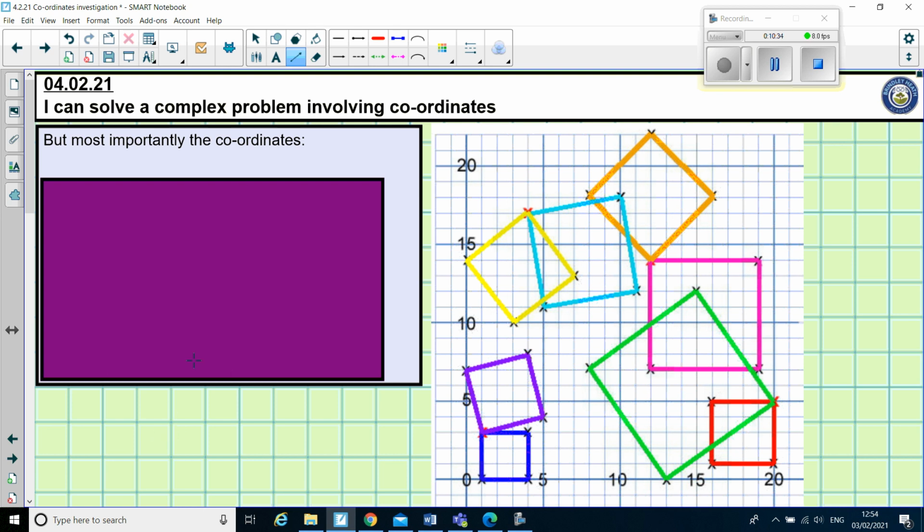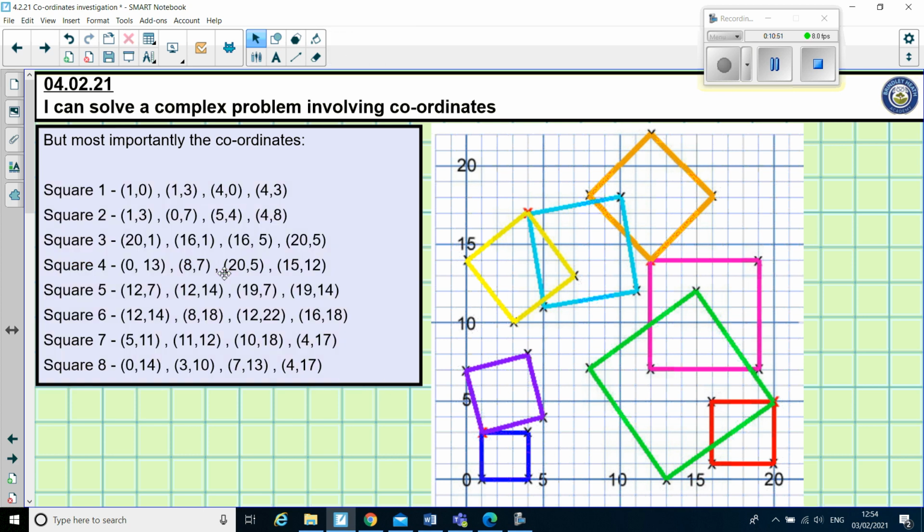But most importantly, the main part of this was to find out what the coordinates are for those eight squares. So if you haven't done that part and written down the coordinates, pause the video and off you go and do it. If you have, great. We'll have a look at the answers now. These were the coordinates that we were looking for. So check your coordinates very, very carefully, one square at a time. Check them against the coordinates on the screen. Your squares might be in a different order. The order doesn't matter, but it's the coordinates that are most important.